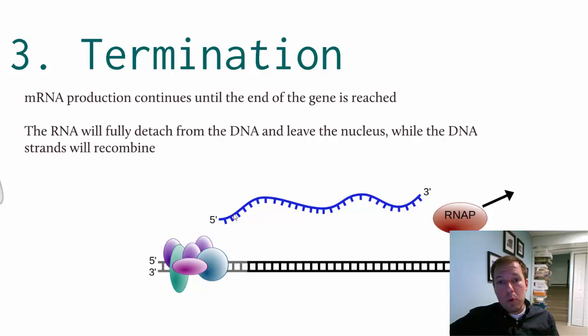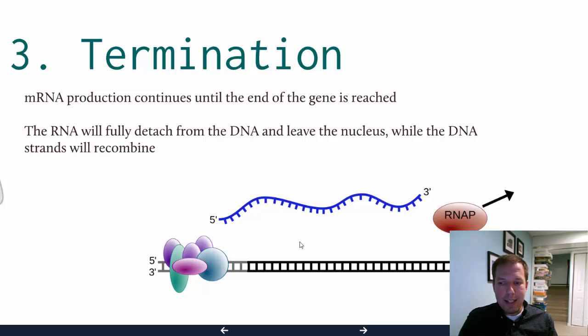Once the end of the gene is reached, termination is when the mRNA strand detaches from the DNA template. RNA polymerase detaches, many of those transcription factors uncouple from each other, and now that mRNA is free to be processed and leave the nucleus.